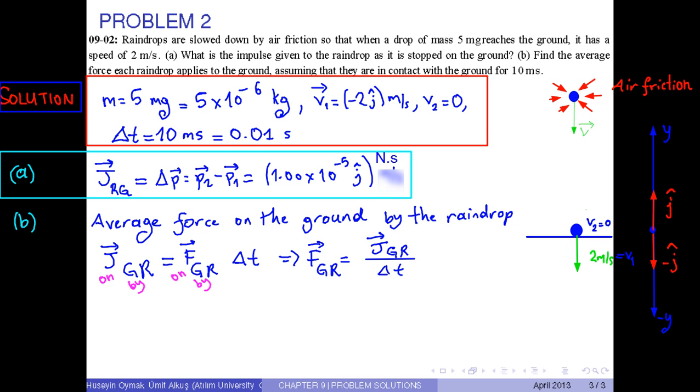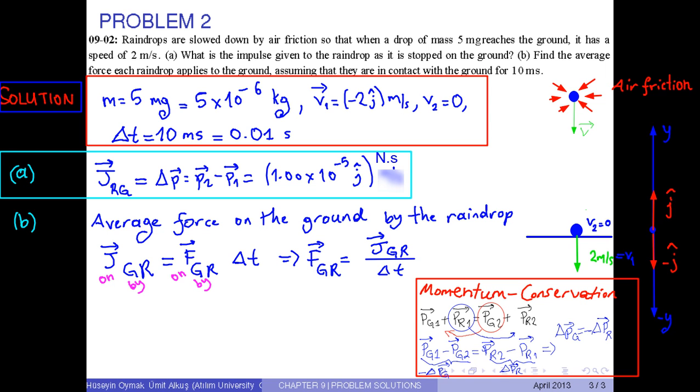By means of the law of momentum conservation, it is very easy to show that the impulse given to the ground by the raindrop is equal to minus the impulse given to the raindrop by the ground. Therefore, we have minus J sub Rg over delta t.